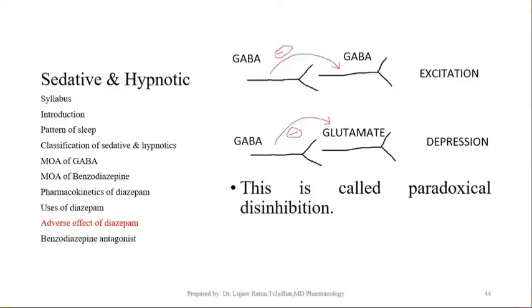But what if there is another GABA in front of GABA? So instead of producing depression, inhibition of a GABA neuron will lead to excitation, or inhibition of a glutamate or excitatory neurotransmitter can produce depression. So here glutamate, instead of producing excitation, is producing depression, and GABA, instead of producing depression, is producing excitation because of the presence of another GABA neuron in front of one neuron. So this is called paradoxical disinhibition, which leads to excitation as one of the adverse drug reactions to diazepam.